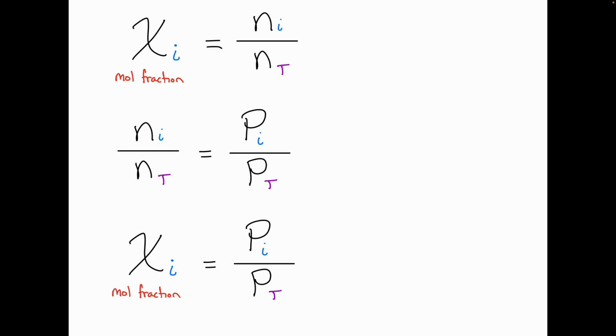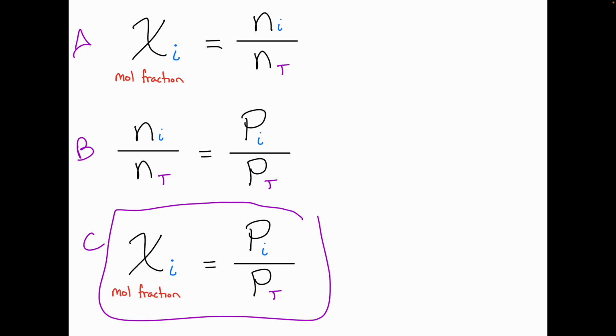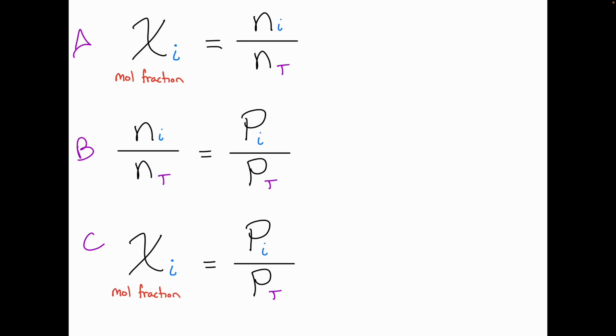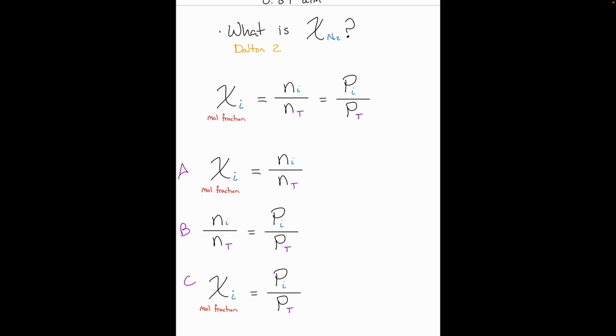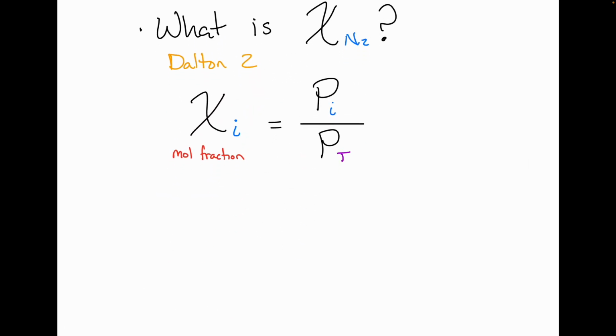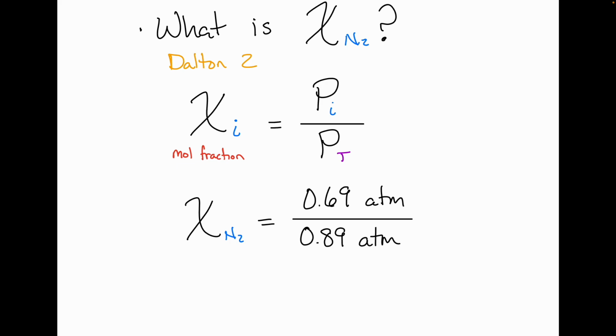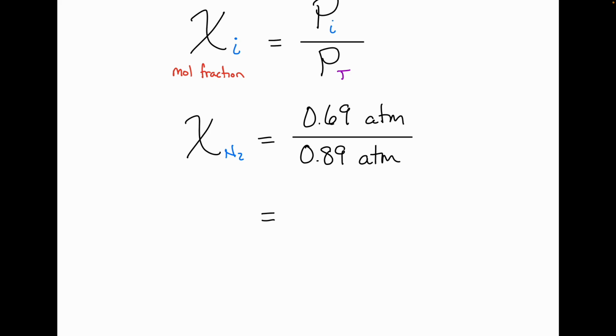So in this case here, I'm going to need which one? A, B, or C? C. I need my partial pressure divided by my total pressure to give me that mole fraction. All right, I'm going to take the partial pressure of that nitrogen gas, which is that 0.69 atm, divided by the total pressure of that gas, which was the 0.89 atm that we just calculated. Punch that into my calculator. I get 0.77528.